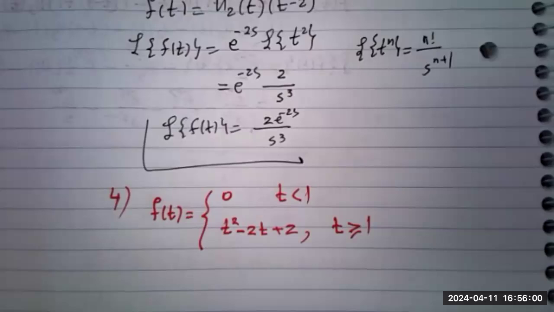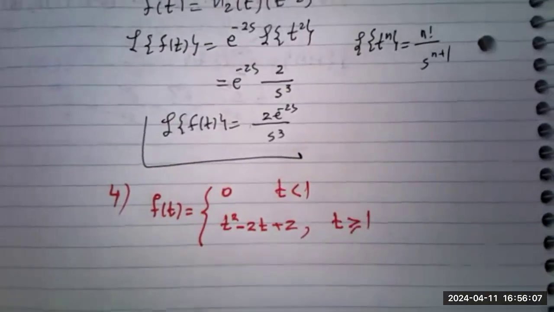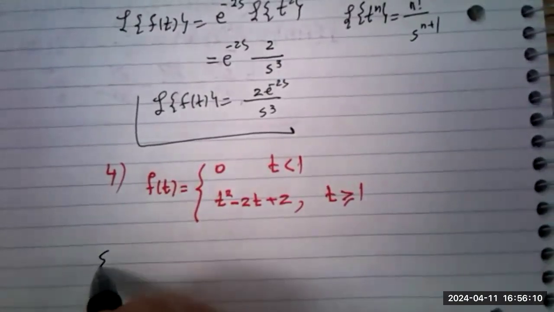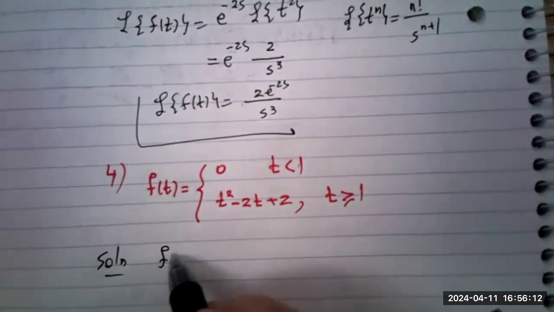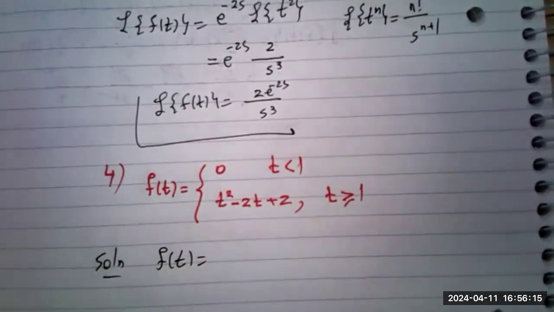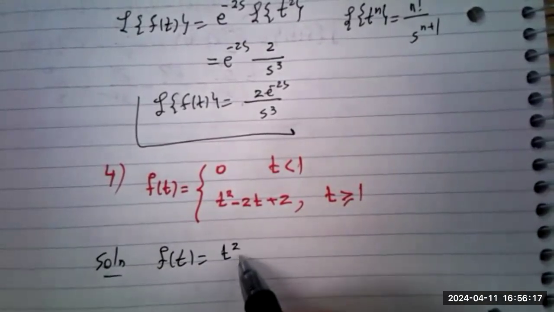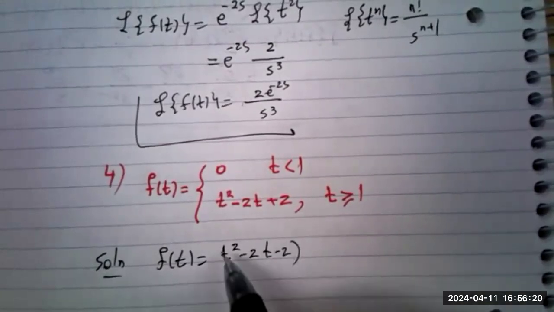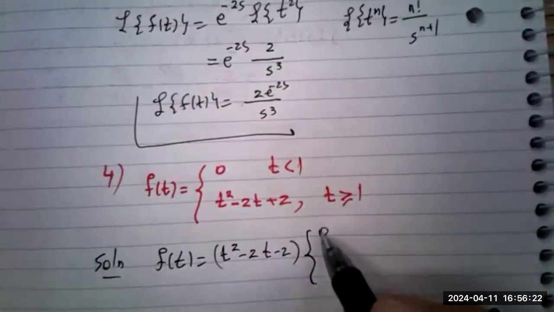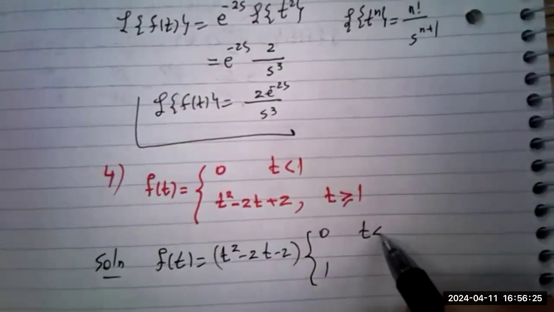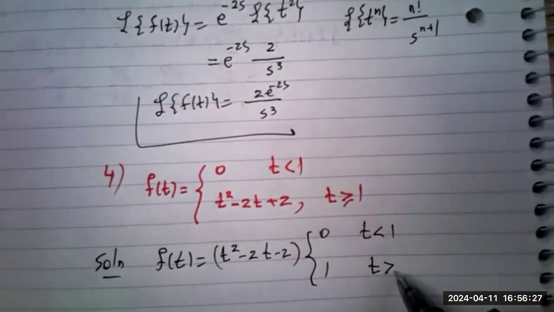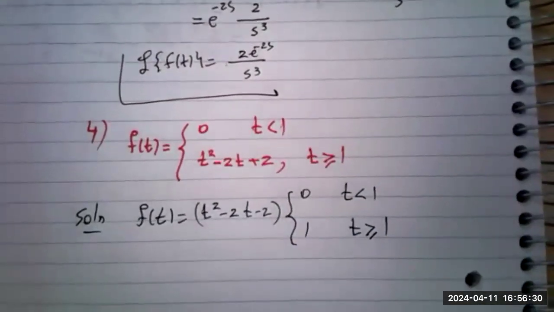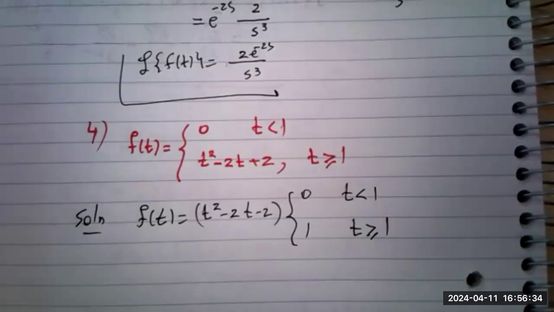Now the unit step function. Again, change it to the unit step function. Now you get the idea how we do it. You have the 0, you factor this one out. So rewrite it, solution: f of t equals, we factor this one out, t squared minus 2t plus 2 times 0, 1, for t less than 1, t greater than or equal to 1. Quickly, this would be u1(t), the unit step function, 0, 1 at the base.